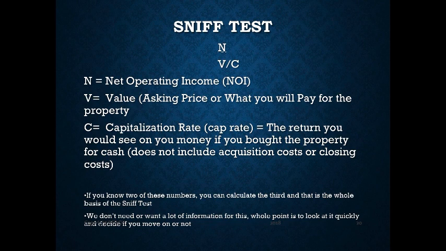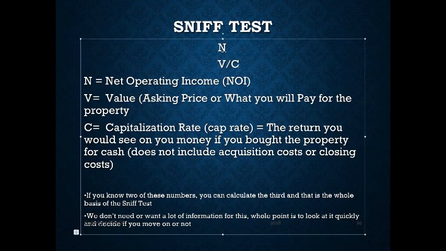So our sniff test, the three big numbers we're going to pay attention to are N, that's the net operating income, V, value, which is the asking price, right? And C is capitalization rate, or R. It's also called cap rate R, all right? So we can use either of these. The value is the asking price. The cap rate is the return you would see on your money if you bought the property for cash. So if you know two of these numbers, you can calculate the third. And that's the whole basis of the sniff test.